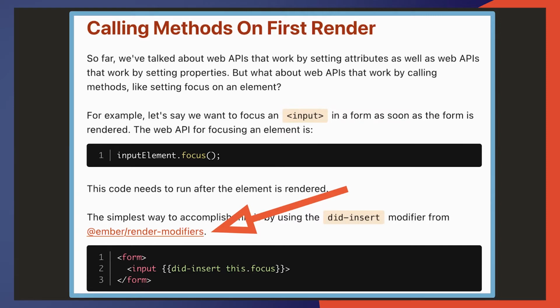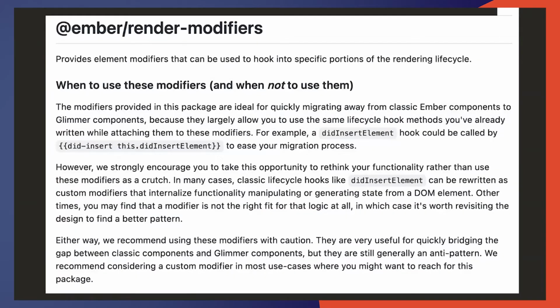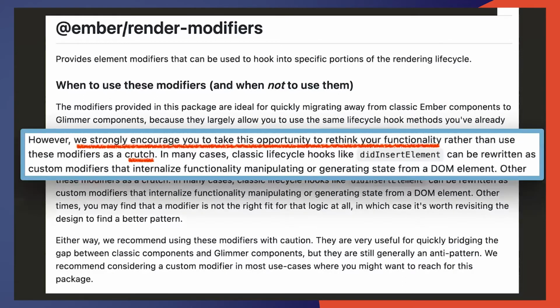In Vue and React, I was used to making asynchronous calls at the component level. And so I assumed, Ember has something for that. Looking in the documentation, they pointed out, if you need to call a method when a component renders, try render modifiers. I started reading through the render modifiers documentation, and I encountered this: we strongly encourage you to take this opportunity to rethink your functionality rather than using these modifiers as a crutch.